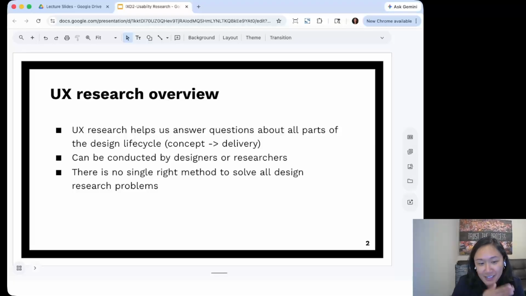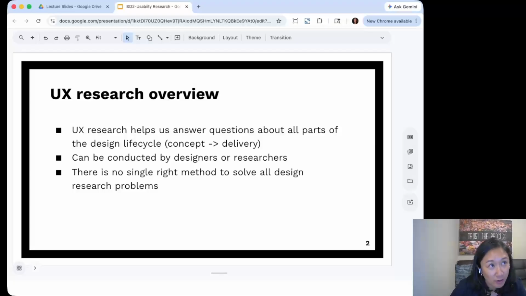UX research can be conducted at every stage of that process, and it helps us answer very specific questions about either our methods or our design work to help improve our understanding of what people need and how they are perceiving the work that we have designed. UX research can be conducted really by anyone. Designers and researchers have a great sense of the types of UX questions they want answered. So they are in a unique spot to be able to write the studies to get those questions answered in a very systemic, unbiased way.